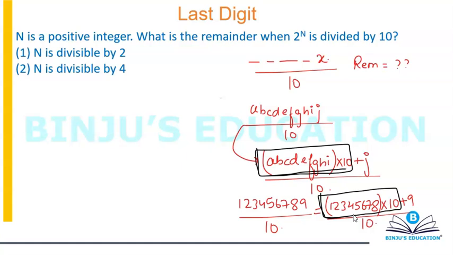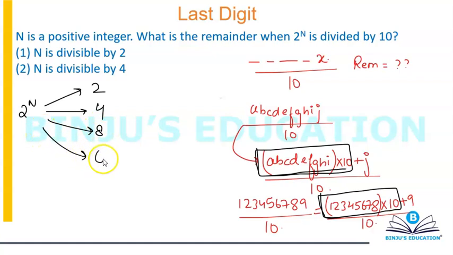Anyways, so what's the remainder when 2 to the power n is divided by 10? That's another way of asking what is the unit digit of 2 to the power n. Now if you talk about 2 to the power n, we have 4 possibilities. We can have unit digit as 2, 4, 8 and 6. So in the first case, remainder is 2. In the second case, it's 4. In the third case, it's 8. In the fourth case, it's 6.